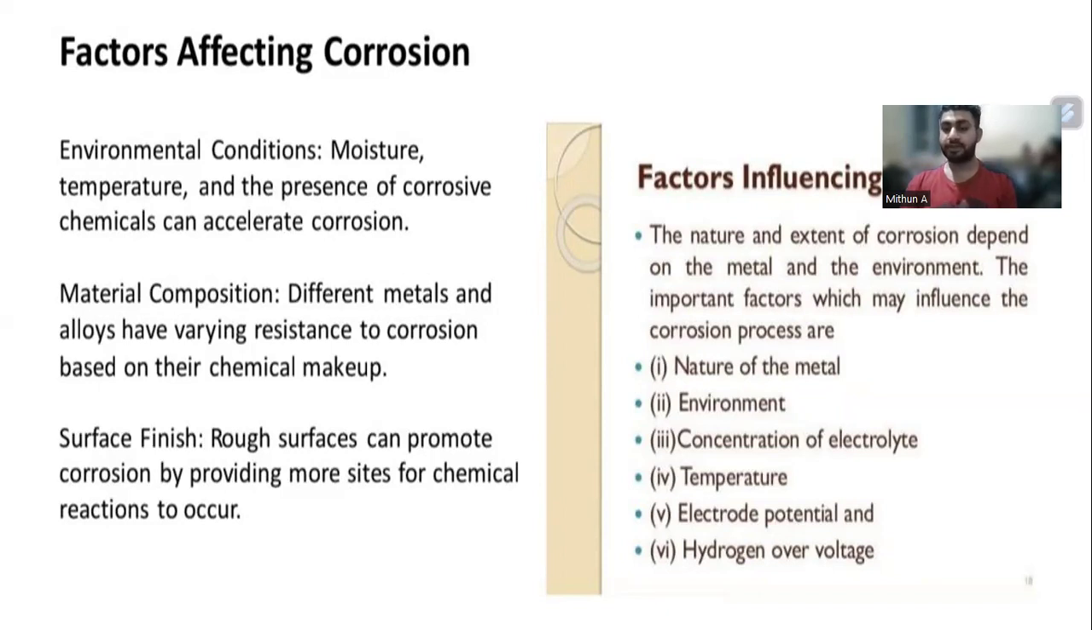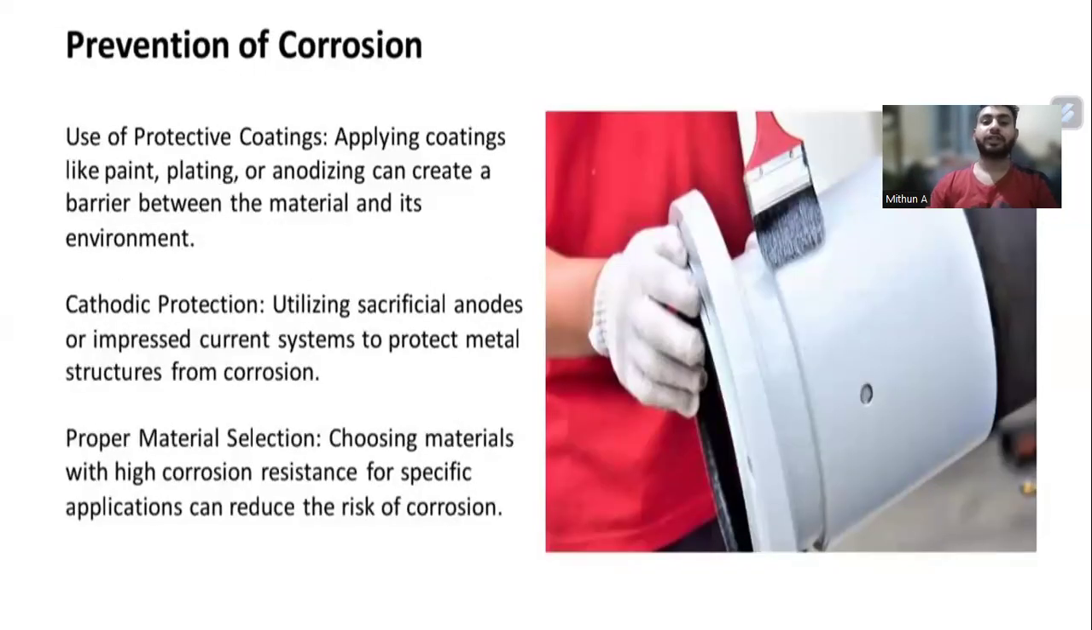The nature and the extent of corrosion depend on the metal and the environment. The important factors which may influence the corrosion process are nature of the metal, environment, concentration of electrolyte, temperature, electrode potential, and hydrogen overvoltage. Prevention of corrosion.